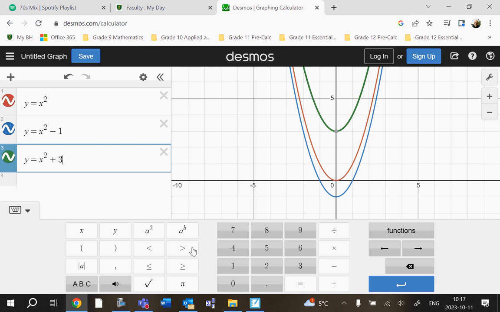So what does a number being added or subtracted do to a parabola? Moves it up or down. That's it.